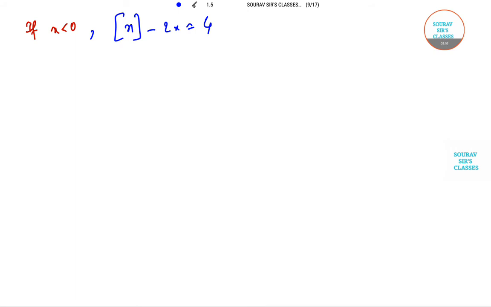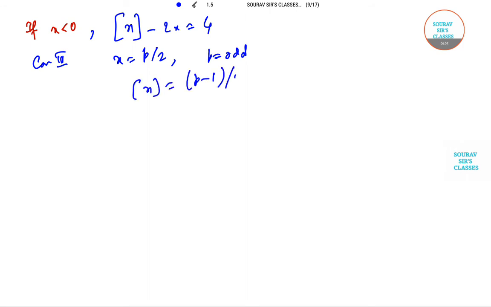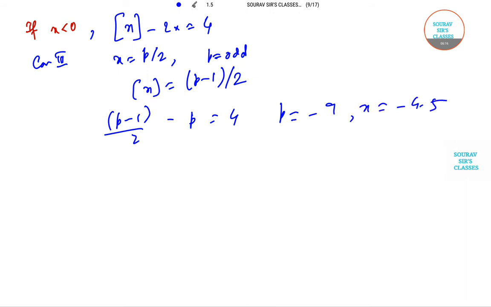So similarly, in both the cases, x is an odd integer by 2 or an integer. So third case, case 3, is x is an odd integer by 2. So x equal to, I'm taking p by 2, where p is odd. So this part is, putting the values we get p minus 1 whole divided by 2 minus p equal to 4, p equal to minus 9, or x equal to minus 4.5, as it is p by 2.